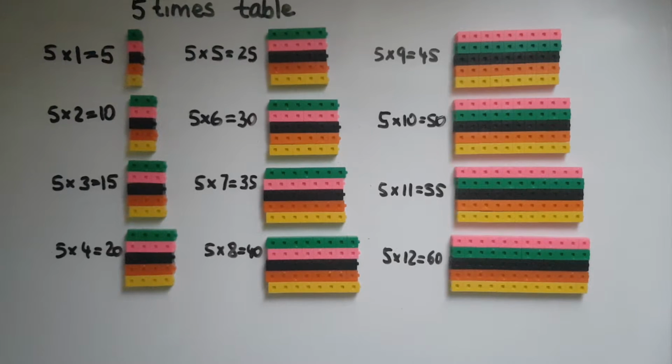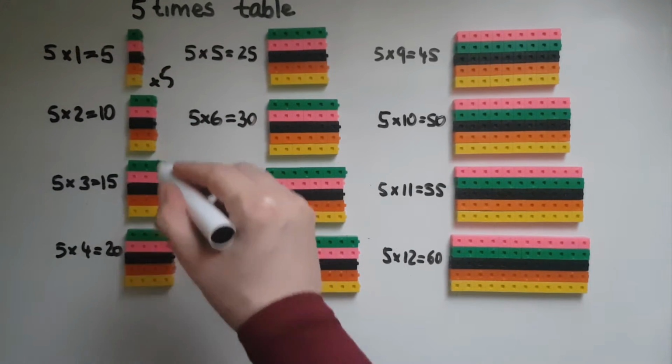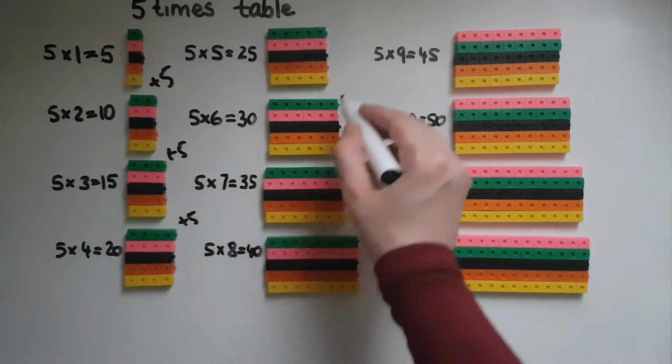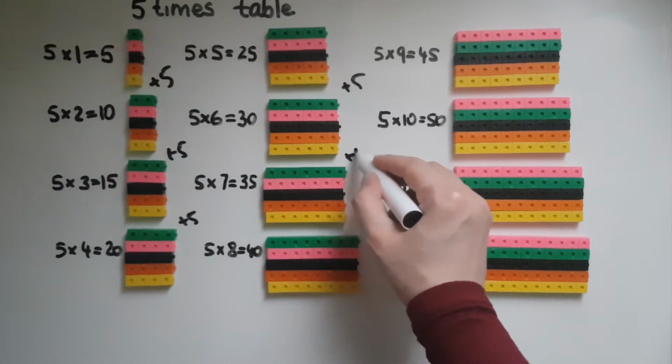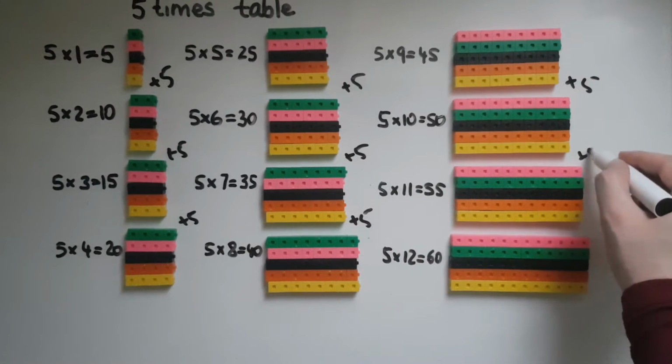So as you can see, we're going up in 5s each time. So I'm adding 5 here to get 10, and then another 5, and another 5, and so on. So it is the same amount each time that we're adding.